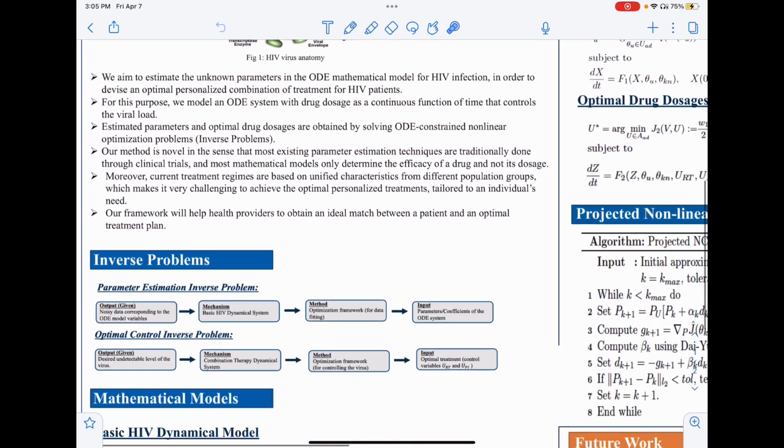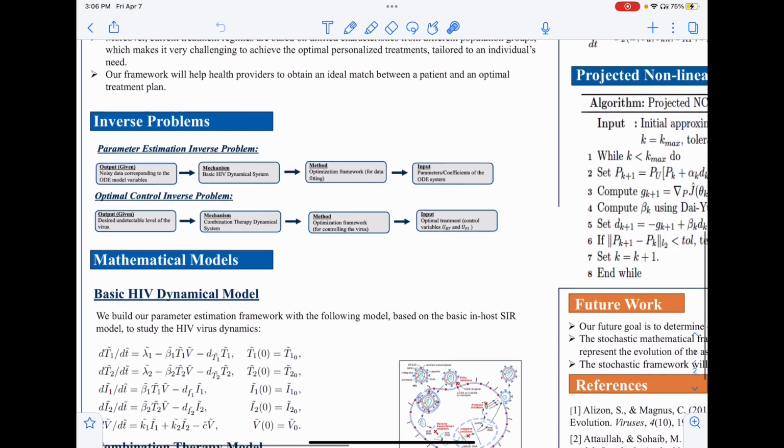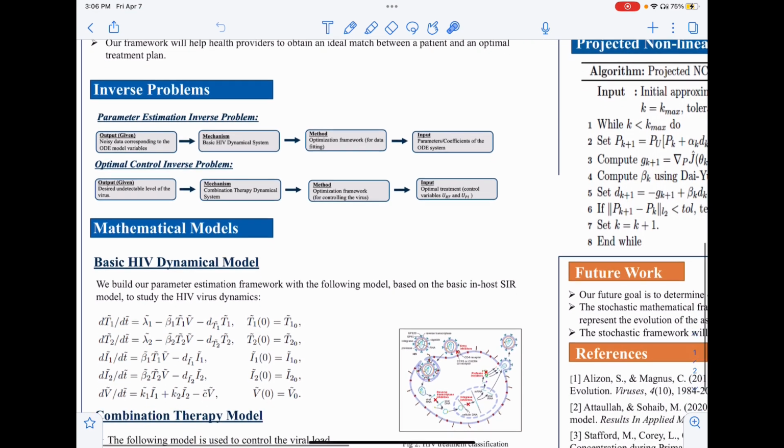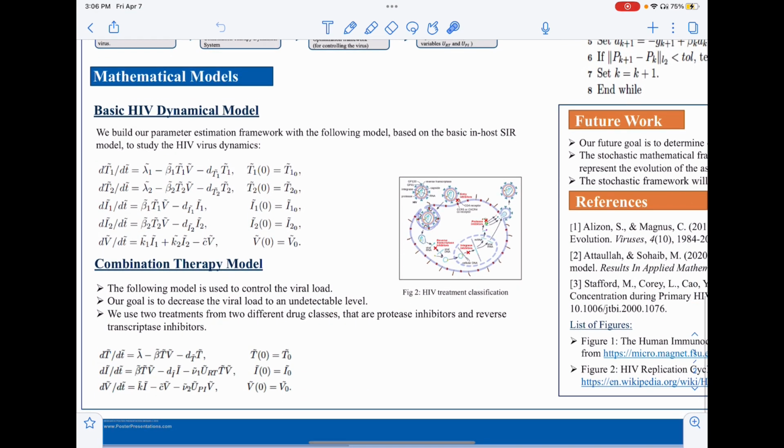In order to achieve our goal, we need to solve two inverse problems. We use two mathematical models. The first one is the basic HIV dynamical model, where T1 tilde, T2 tilde represent the healthy cells, and I1 tilde, I2 tilde represent the infected cells, and we have V that represents the virus.